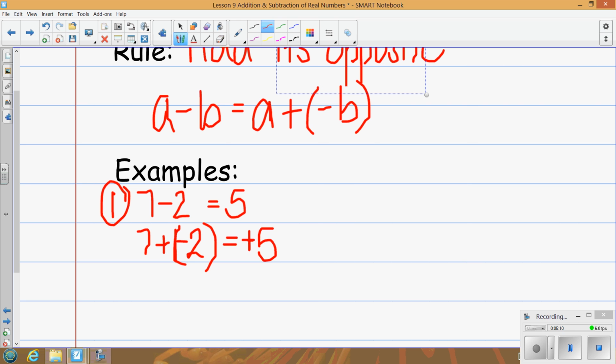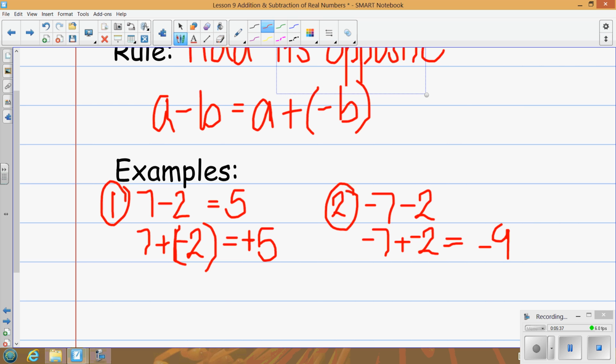But the reason why I wanted to show you is because what happens if you have an example like this where it's negative 7 minus 2. This is the same exact thing as thinking of negative 7 plus negative 2. You're just adding the opposite. So instead of subtracting off 2, you're adding a negative 2. So then, same sign, so you go ahead and add them, and then you just keep the sign. So you get negative 9.